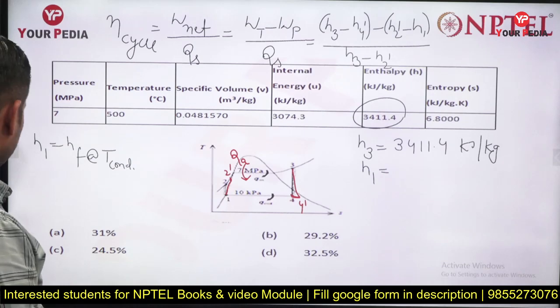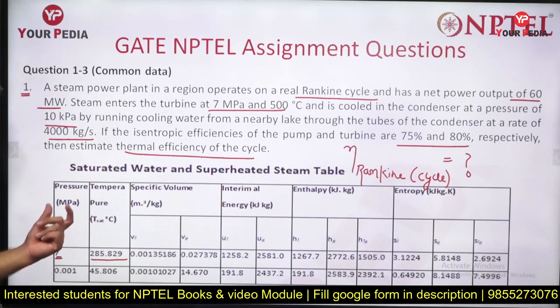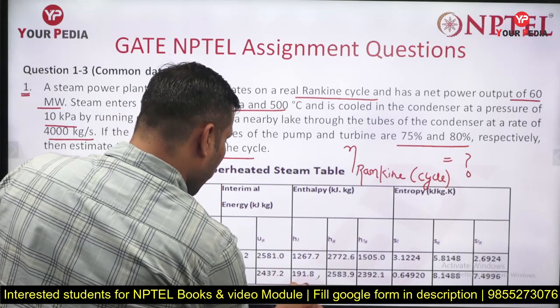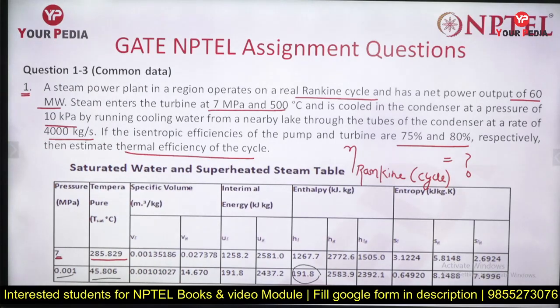So what are the condenser conditions? This is the condenser pressure, this is the saturation temperature at the condenser, and this is HF, guys. HF is 191.8. You can take a screenshot, note down this entire data, or pause and note it down, and then you can start practicing with me.